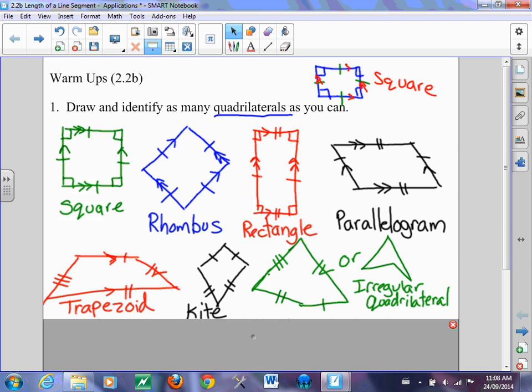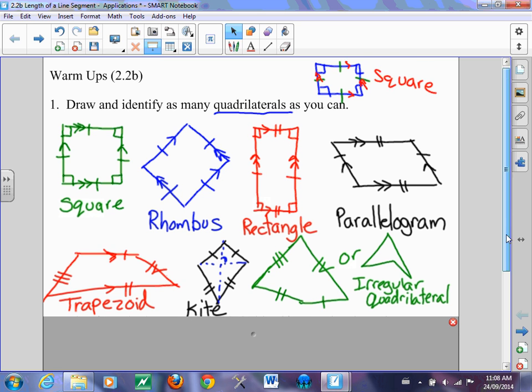Parallelogram is the same except you don't meet at 90 degrees. Trapezoid has 1 set of parallel sides. The kite has adjacent equal sides, and just quickly to remember the kite, the diagonals of the kite will meet at 90 degrees. So there's one property maybe of the kite you didn't know. And then the last one, guys, is an irregular quadrilateral. You can draw any 4-sided shape that doesn't have any symmetry to it, and that's the irregular quadrilateral.